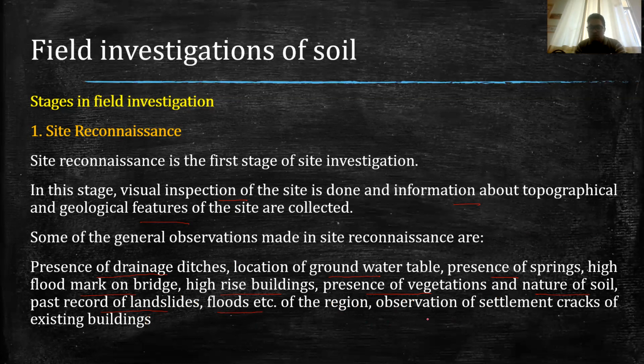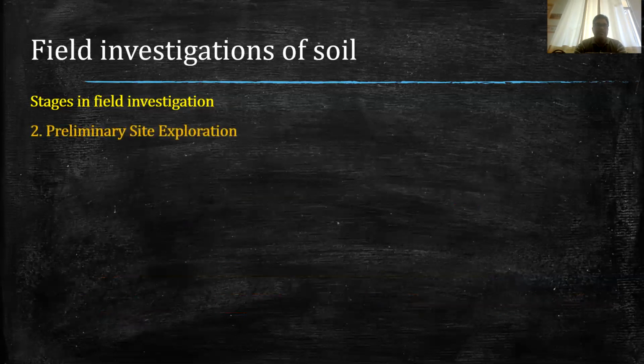Similarly, we also make observations on the settlement cracks on existing buildings. So if there is any existing building and if there are settlements in the building, that is also observed in this first stage of field investigation of the soil. So that is the first stage. Now coming to the next stage, that is preliminary site exploration.